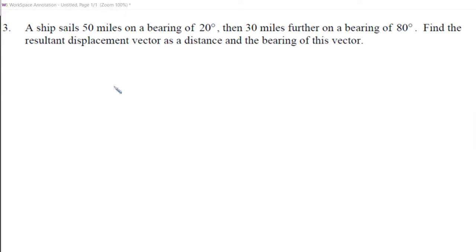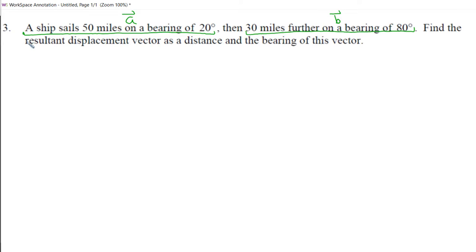Alright, so this is number 3 on page 6. We're going to do the same exact thing, so let's read this. A ship sails 50 miles on bearing of 20. So this sentence right here will make my A. Sorry, I'm not creative. And 30 miles further on bearing of 80. So that's going to be my vector B.